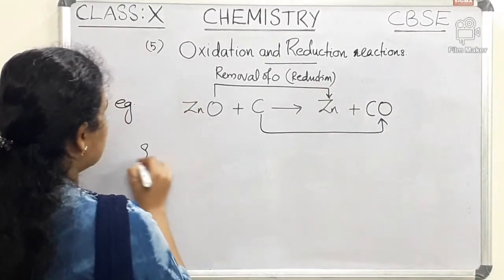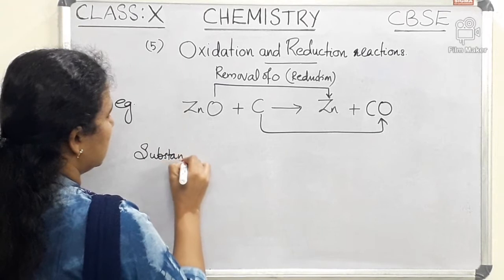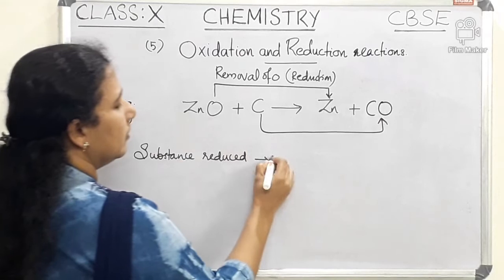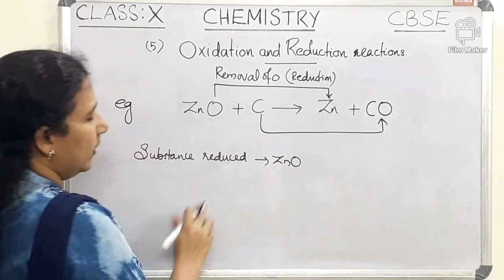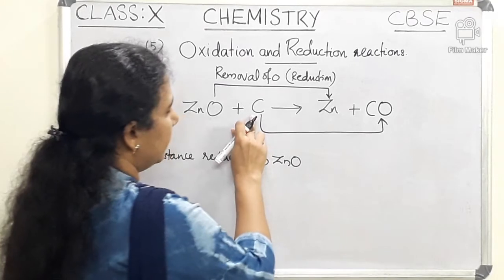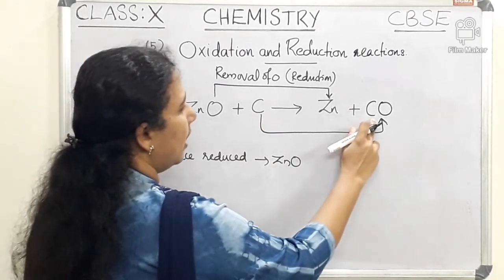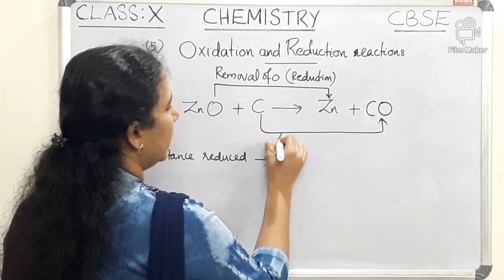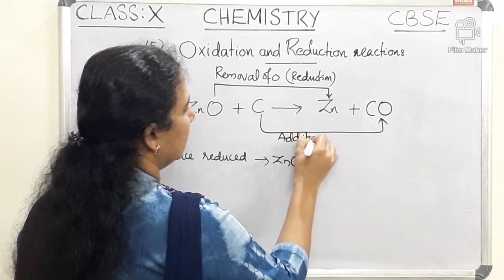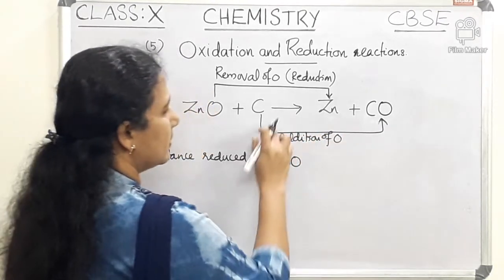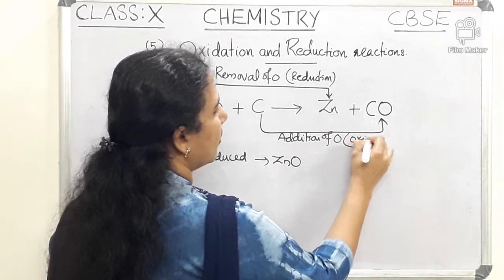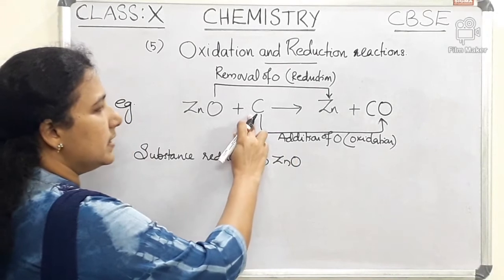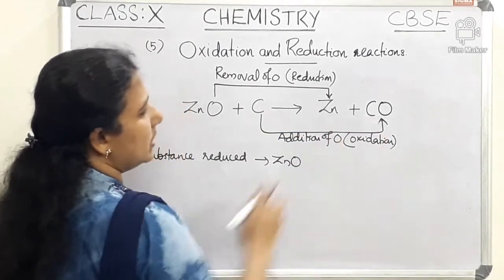So the substance reduced is ZnO. Now what happens to C? Carbon changes to carbon monoxide. C changes to CO. Here we can see there is an addition of oxygen. So addition of oxygen means oxidation. So we can say carbon is oxidized to CO.